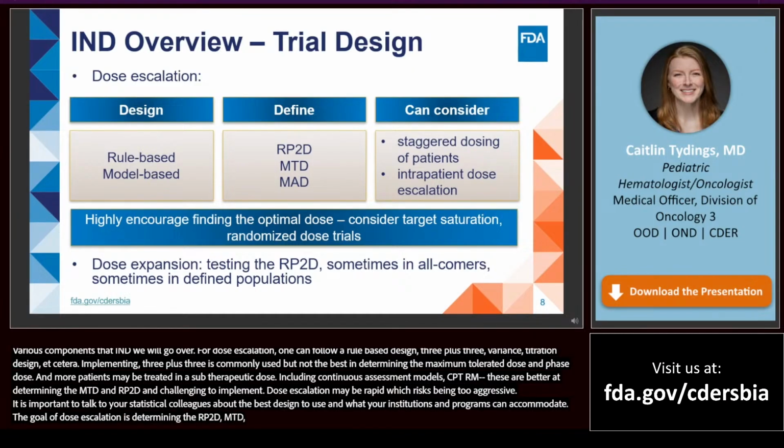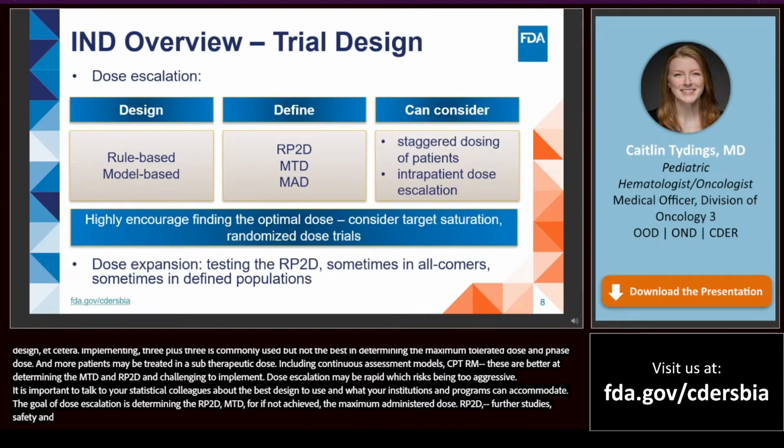The goal of dose escalation is determining the RP2D, the MTD, or if the MTD is not achieved, the maximum administered dose, or MAD. The RP2D is the dosing regimen that you decide should be further studied based on clinical PK and PD, safety and tolerability of the dose, and preliminary efficacy if you looked at that. One thing to consider is if the drug is being taken orally or is going to be taken daily or frequently, long-term tolerance and toxicity should also be taken into account.